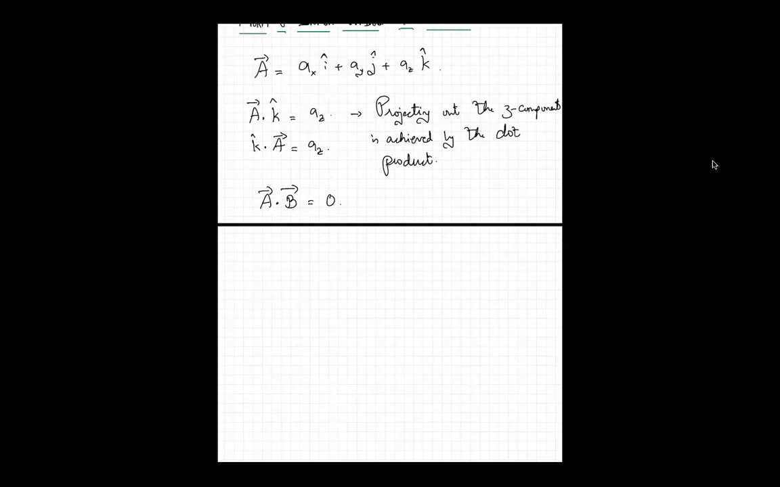So A and B are completely perpendicular to each other. So we claim that A and B are orthogonal vectors. They're perpendicular to each other in the simple three-dimensional Cartesian system, or in general, they are orthogonal to each other. So this is the notion of orthogonality. This is the notion of dot product, and this is the notion of projection of a vector along different components.